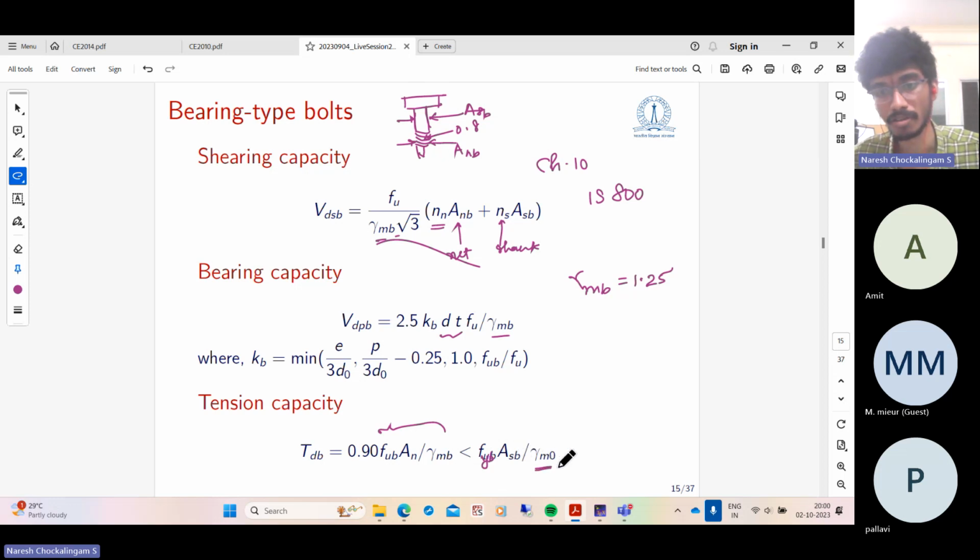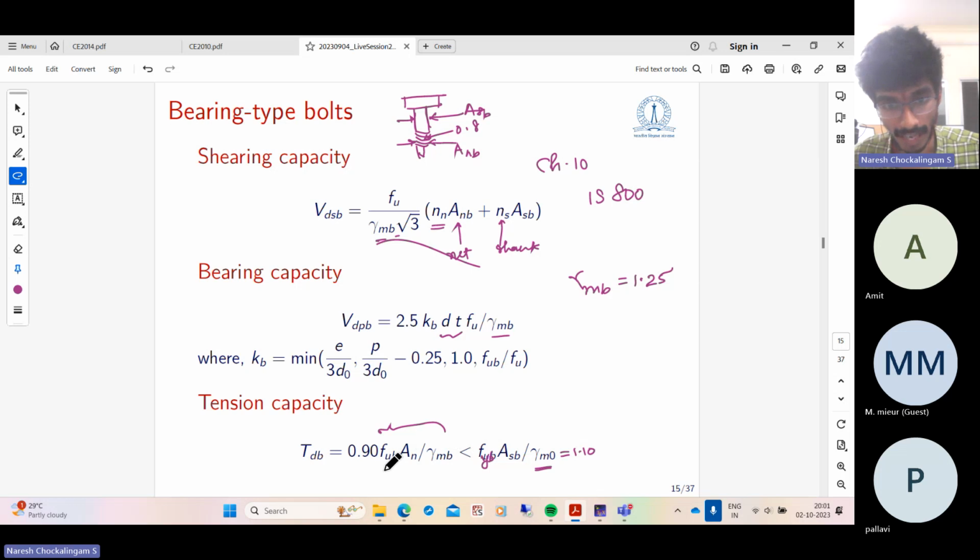Why is that? So gamma m0 is 1.1. Because we don't want the bolt to yield under service loads. So the design capacity should not only be less than this 0.9 fub An by gamma mb, which is the load at which the net area breaks under tension, but this has to be less than or equal to the other value as well.